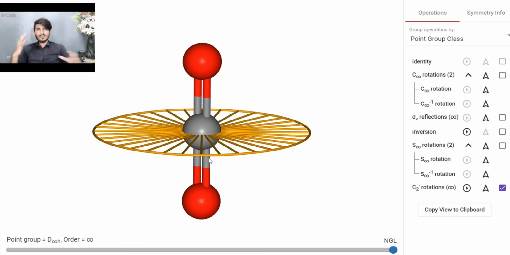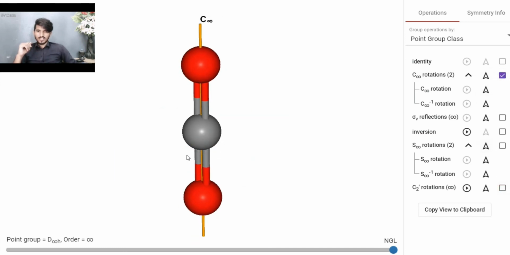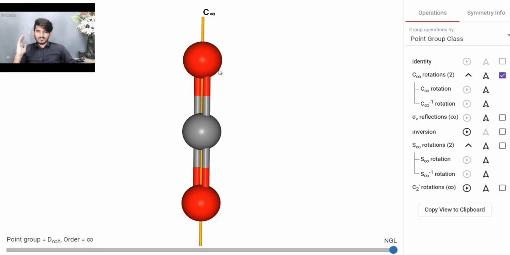So what is the principal axis of rotation in all of this? The principal axis of rotation is the one in which the value of n is greater. In one case I have an infinite number of C2 axes, but in the other case I have an infinite number of axes with infinite order. So C infinity will be my principal axis of rotation, because here the value of n is maximum, and my value of n here is infinity. So that is the maximum value.